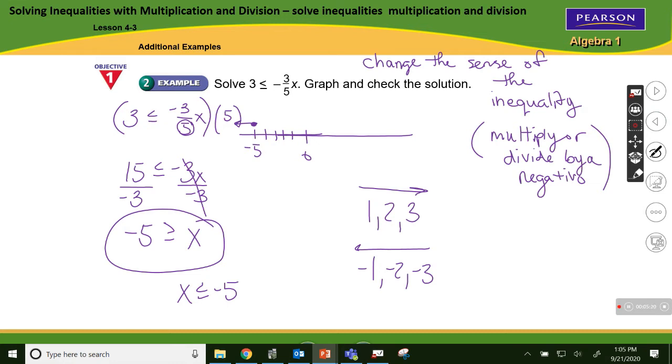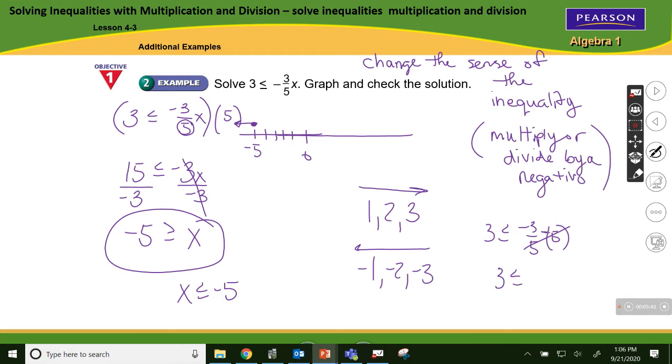And now we want to check that. So let's pick a number less than or equal to -5 and see if it works in the original. So I'm going to take -5. So 3 less than or equal to -3/5 times 5. We want to see, does this work? Well, these 5s are going to cancel. We have 3. Is that less than or equal to?